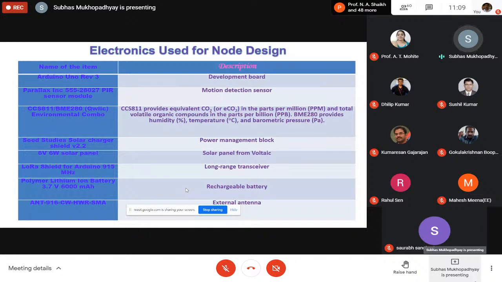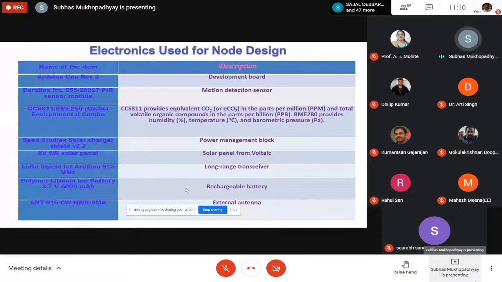So electronics, what we need here is that Arduino, then of course PIR sensor, environmental combo, and as we all know that we cannot use electricity, so we have to use rechargeable battery and the solar panel for charging the battery. And we use LoRa because we have installed that in the university and outside university, and we want to collect the data in the cloud.